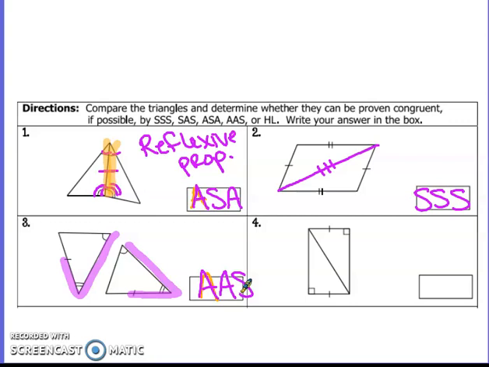Now, number 4, we notice we have the right angles. Don't automatically assume it's hypotenuse leg. Make sure you double check it first. We do have one set of congruent sides, but that middle line they also share. You have to ask yourself, because the lines are the legs, is that middle line the hypotenuse? Well, it's across from the right angle, so it is. So my reason is hypotenuse leg.